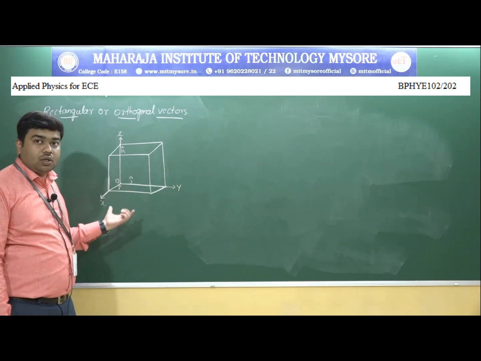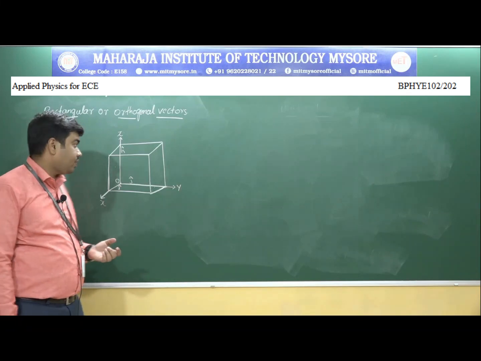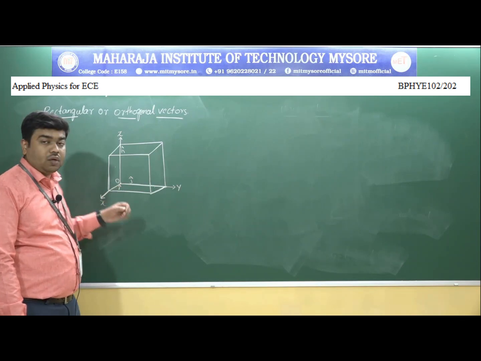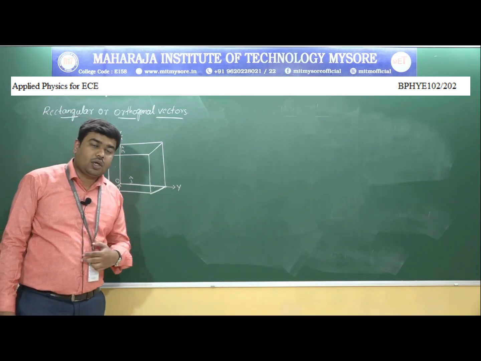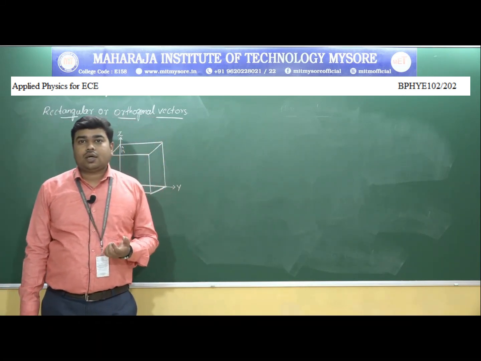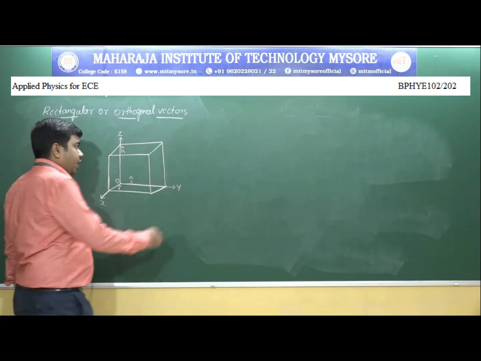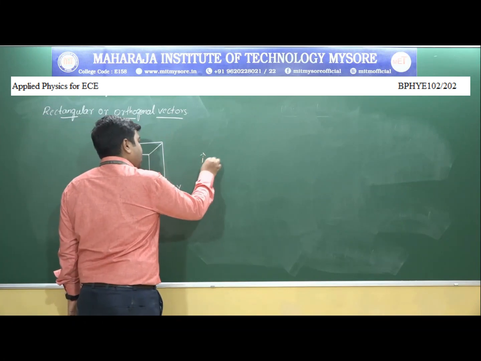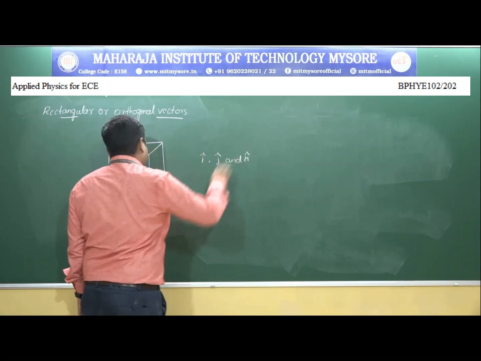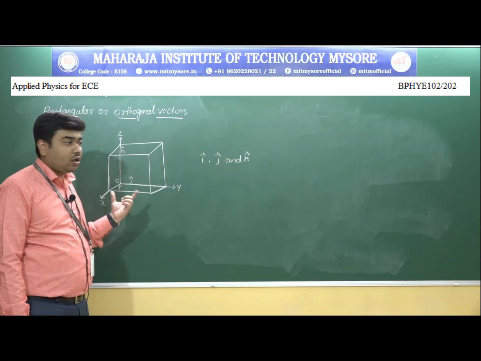Such a kind of resolution of a vector is called rectangular components or orthogonal vectors. So, if the vector has to be resolved along the x axis, along the y axis, along the z axis, correspondingly it has magnitude along the x axis, magnitude along the y axis, as well as magnitude along z. The unit vectors along x, y and z axis are represented as i cap, j cap and k cap. The rectangular system shown in this figure is called a right-handed rectangular component.